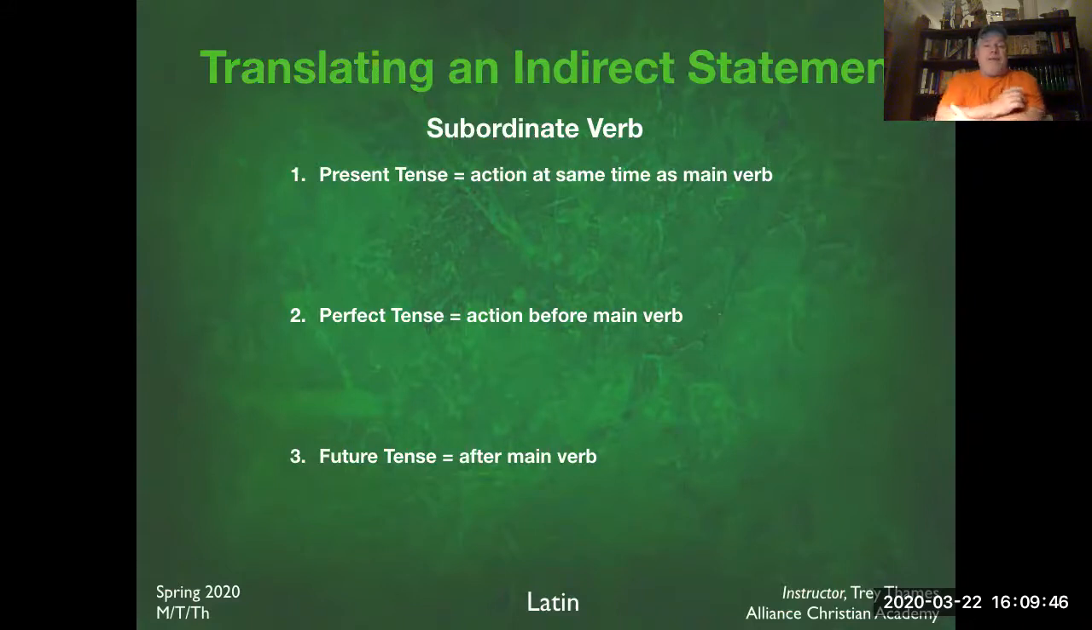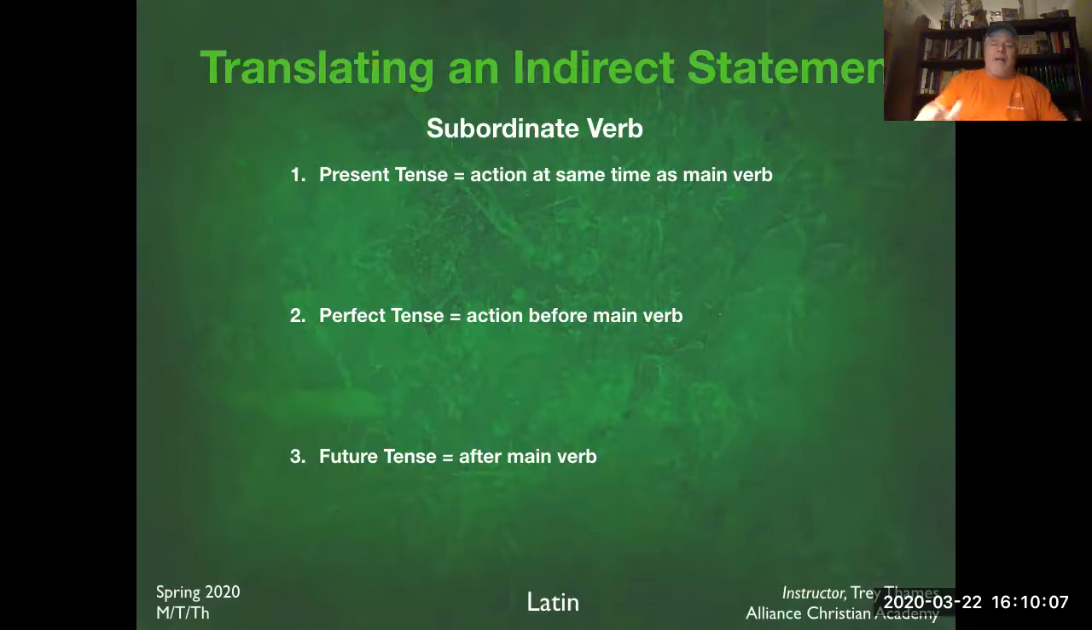What about the perfect tense? If your secondary verb is in the perfect tense, then the relationship to the main verb is that it precedes it. It's acting before the main verb. And then lastly, the future tense: if the secondary verb is in the future tense, it's happening after the main action, the action of the main verb.